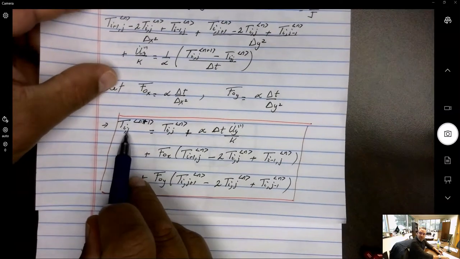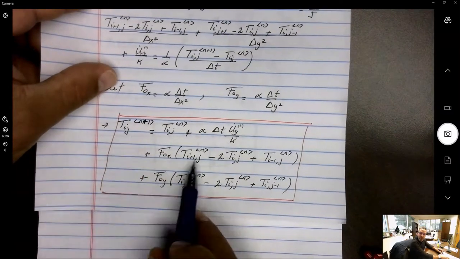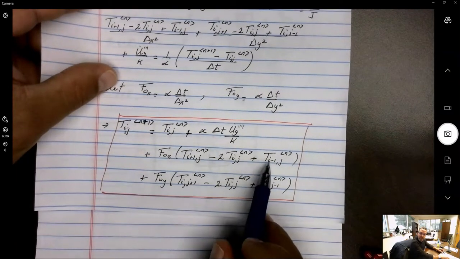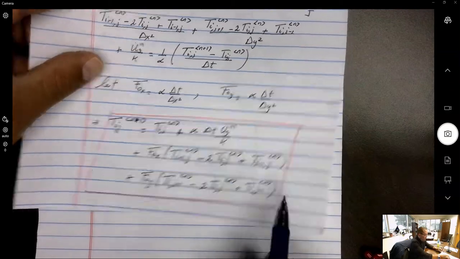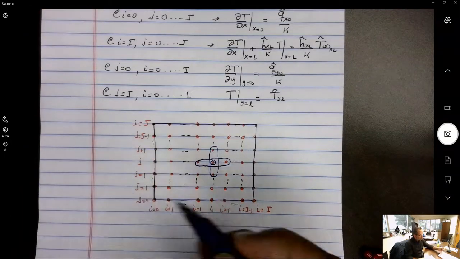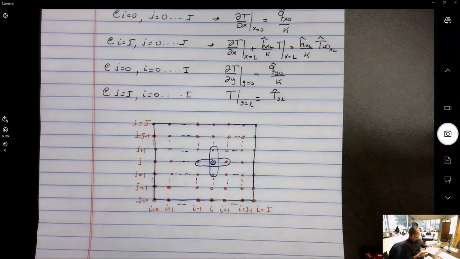Because this expression refers, if you set a point ij, it will refer to the points to the right, to the left, above, and below. And some points do not have points to the left, some points do not have points below, so we need to use the boundary conditions for those.